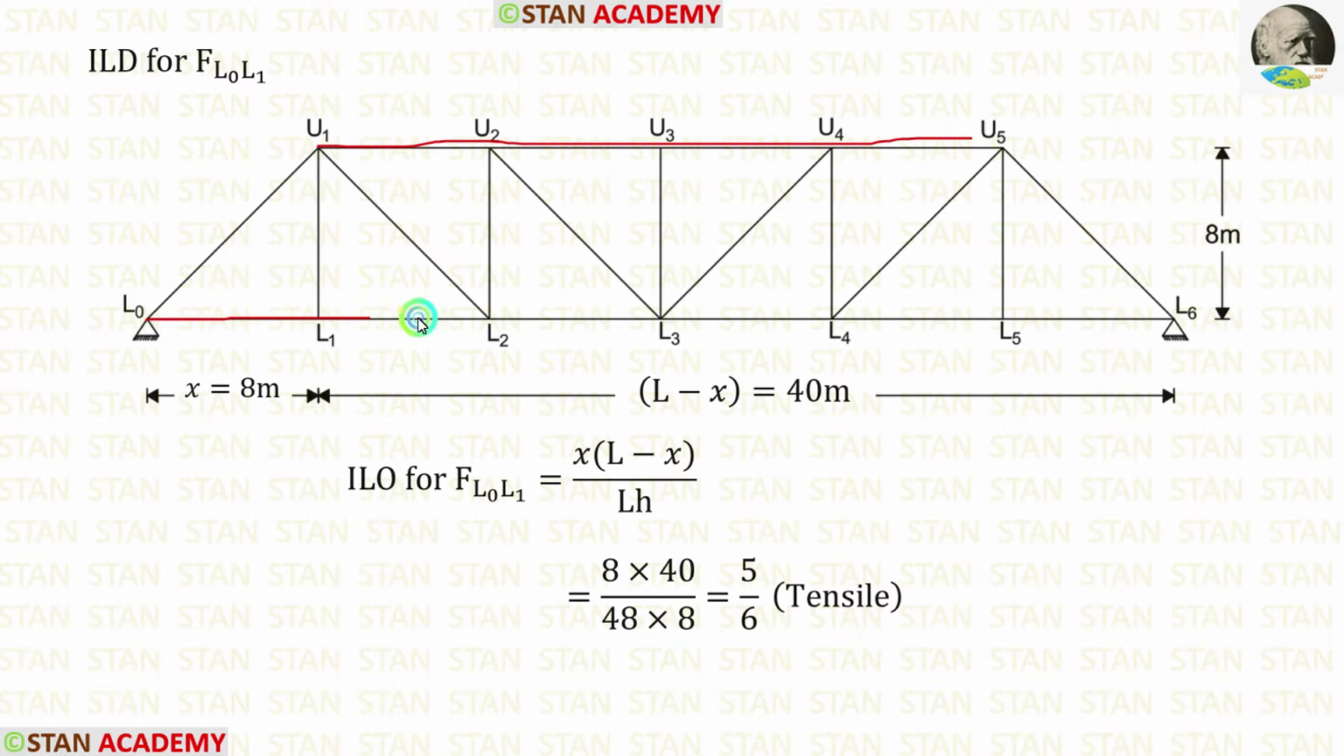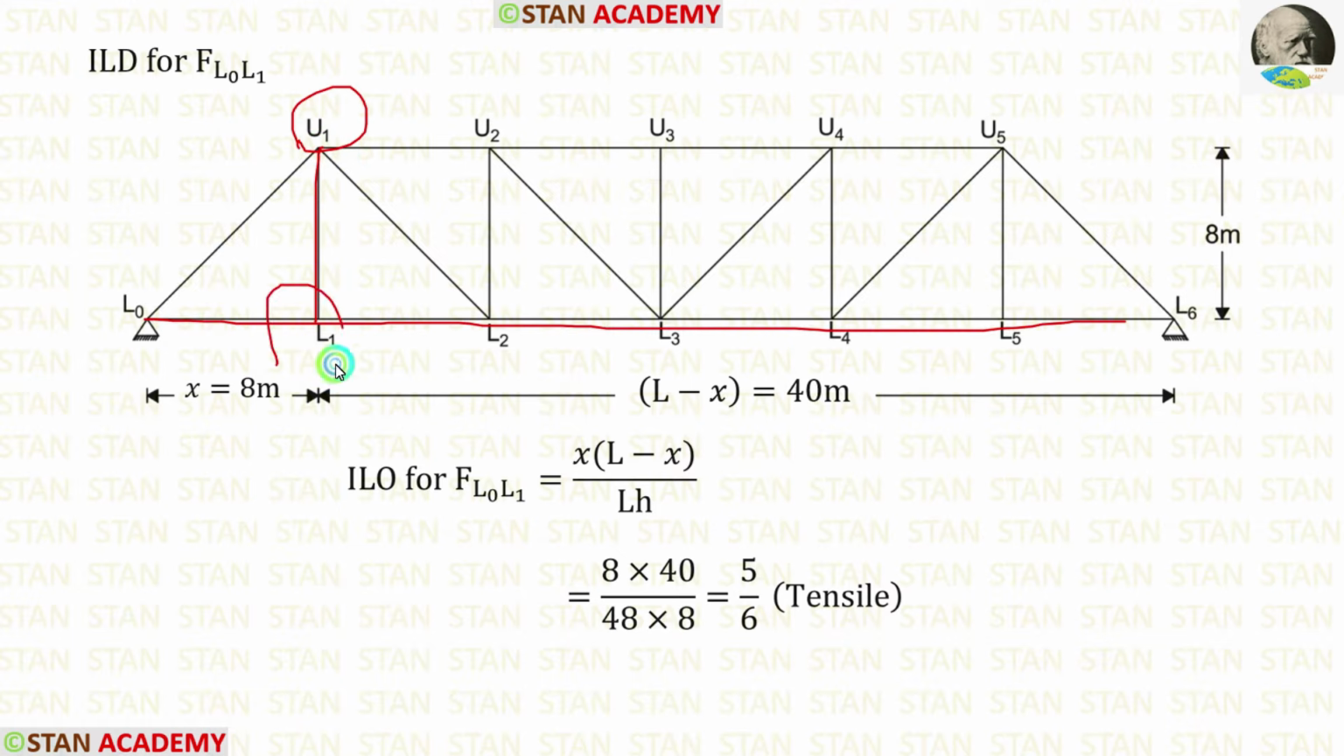Now let us draw ILD for the bottom chord members. For finding out the ordinate for F L0 L1, we have to see where L0 and L1 are meeting. L0 and L1 are meeting in the point U1, but we are making the ordinates with reference to the bottom distance. Below U1 we are having L1. So we have to make the ordinate in the point L1.